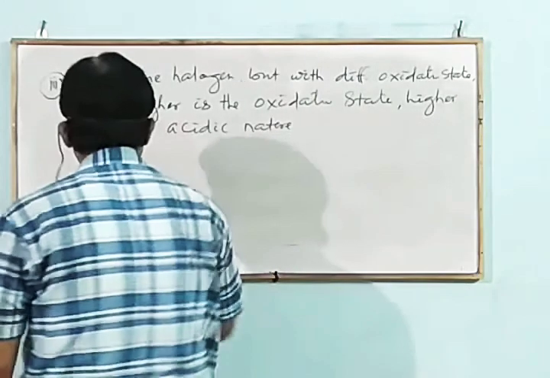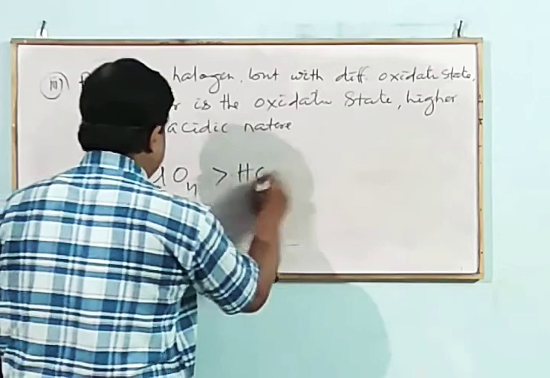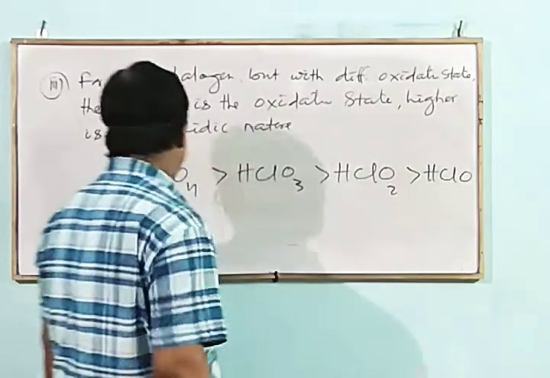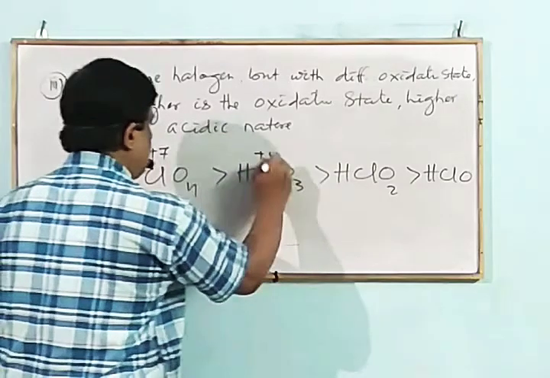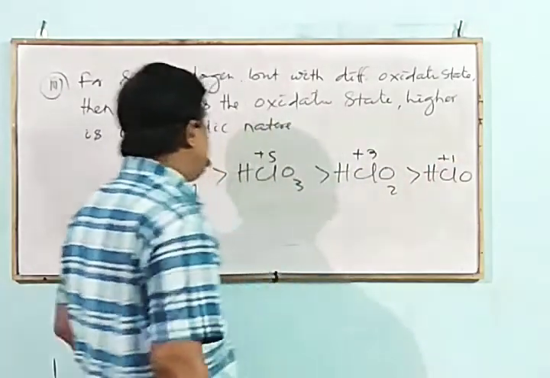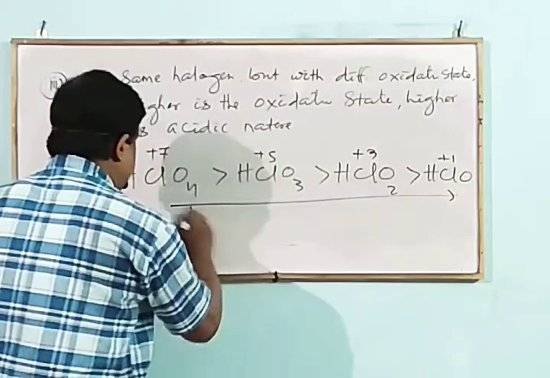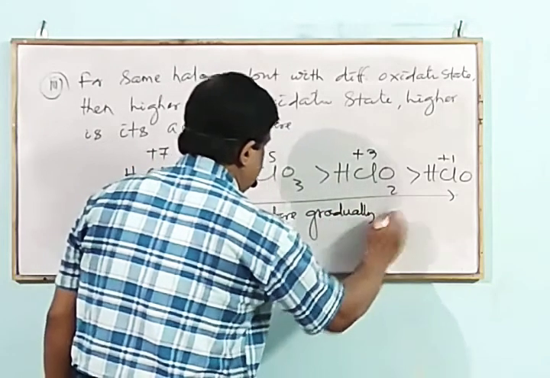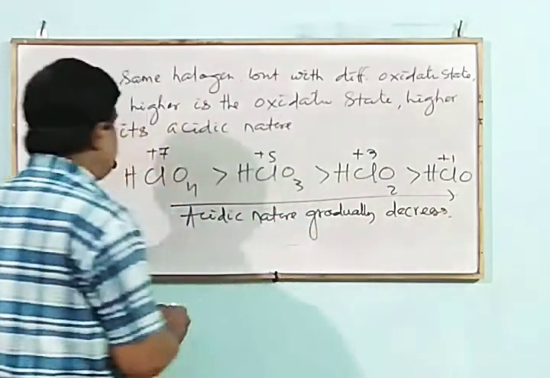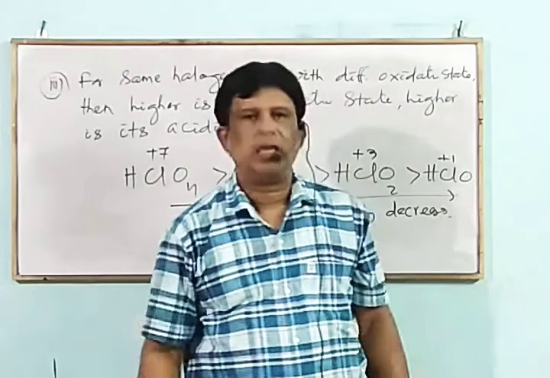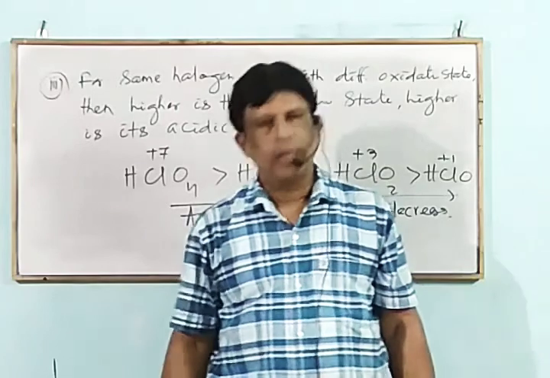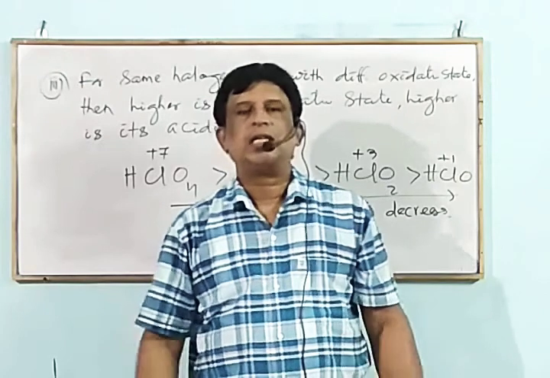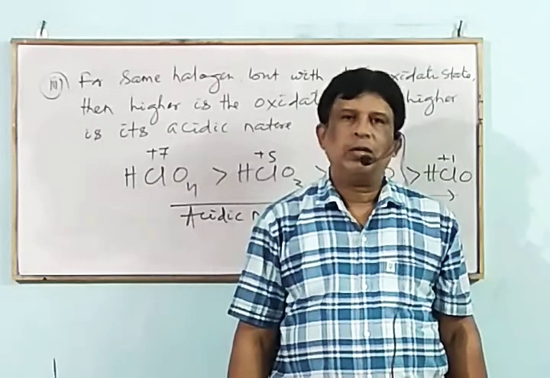That means, for example, HClO4 greater than HClO3 greater than HClO2 greater than HClO. Mark that. Here it is +7, +5, +3, +1. Same halogen, its acidic nature gradually decreases. Mark that. Same halogen, that is chlorine, but different oxidation states: +1, +3, +5 and +7. Then the oxoacid having the higher oxidation state has higher acidic nature. These are some important points relating to the oxoacids.